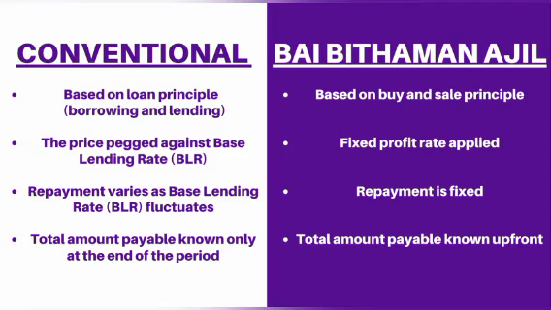Now, let's continue to the comparison between the conventional housing loan and Bai Bithaman Ajil. The first one is that the conventional one is based on the loan principle, borrowing and lending, while Bai Bithaman Ajil is based on the buy and sell principle. For the conventional, the price is pegged against the base lending rate, BLR. For Bai Bithaman Ajil, a fixed profit rate applies. For the conventional, repayment varies as the BLR fluctuates, while for Bai Bithaman Ajil, repayment is fixed. The last one is that the total amount payable is known only at the end of the period for the conventional housing loan, while for Bai Bithaman Ajil, the total amount payable is known up front.